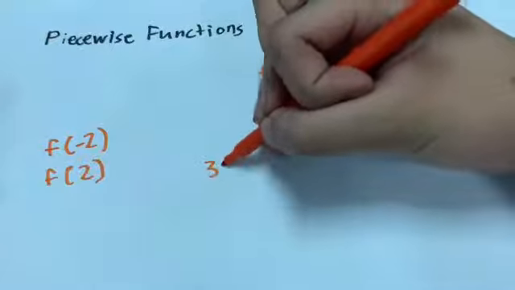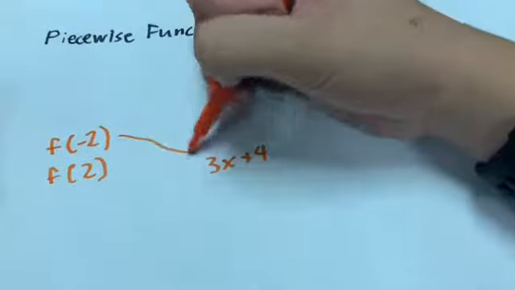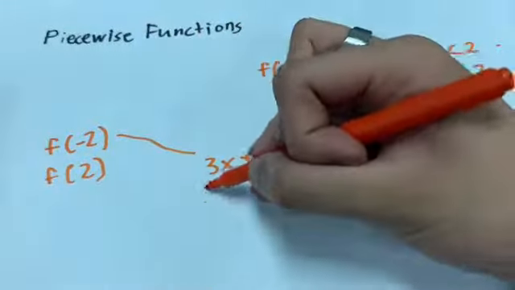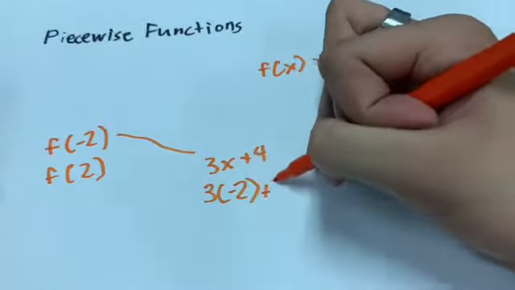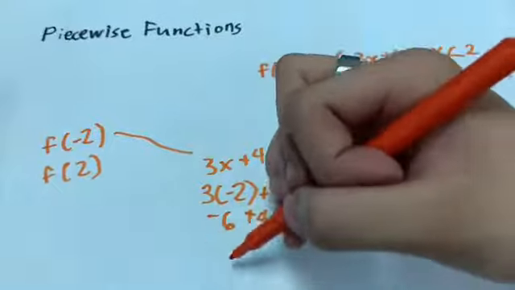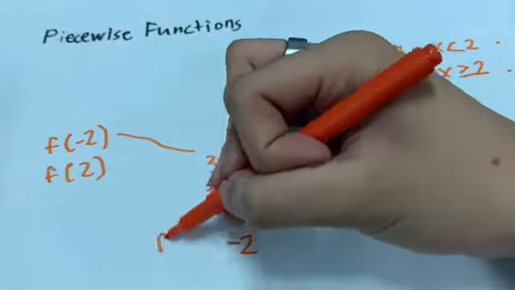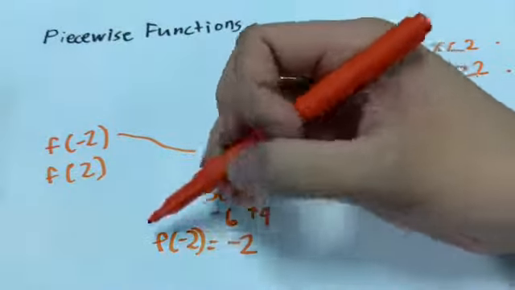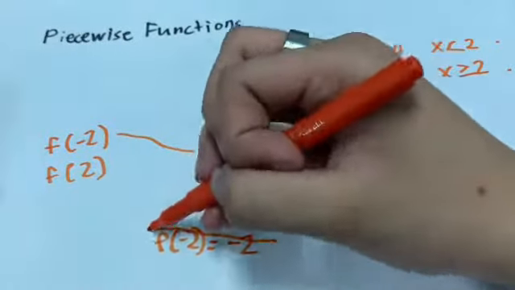So 3x plus 4. We're basically going to replace the x with negative 2. So 3 times negative 2 plus 4. 3 times negative 2 is negative 6, and plus 4 is negative 6 plus 4, which is negative 2. So we found out that f of negative 2 equals negative 2 because of the conditions.